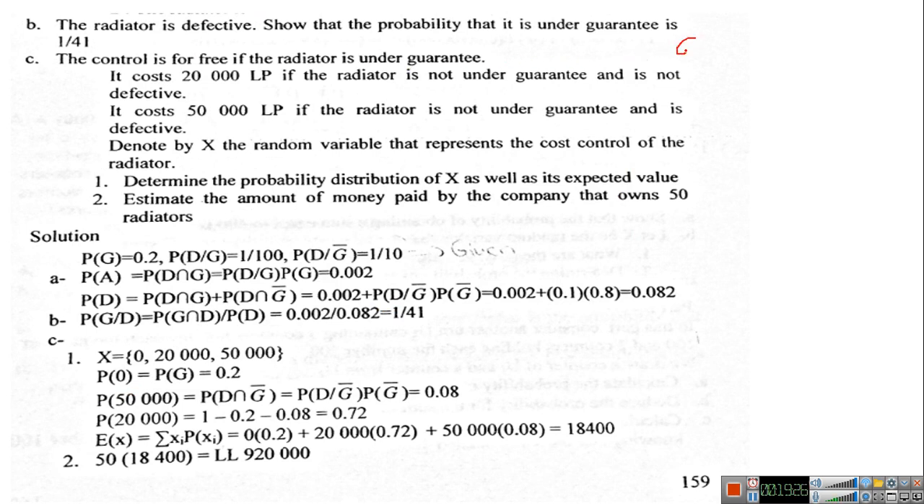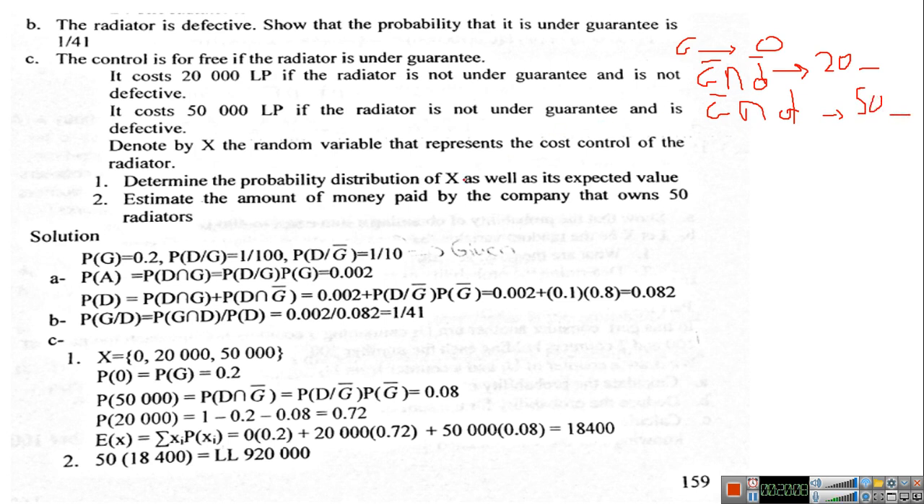The control is for free if the radiator is under guarantee. So if it's under guarantee, you don't pay anything. You pay 0. Now it costs you 20,000 if the radiator is not under guarantee and is not defective. So if G bar and D bar, what do you pay? 20,000. Okay. It costs 50,000 if the radiator is not under guarantee and is defective. So you pay what? 50,000.